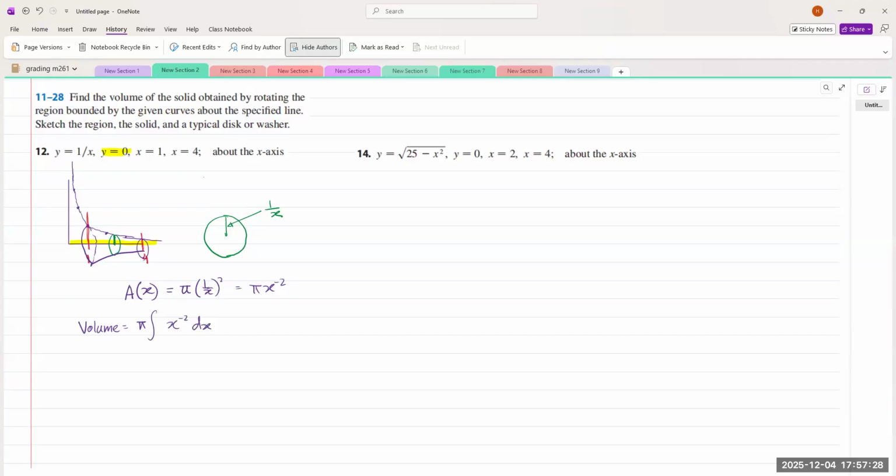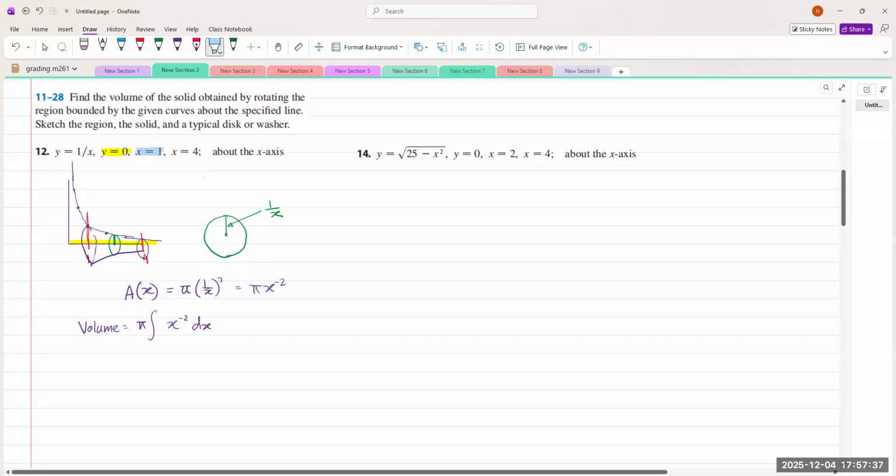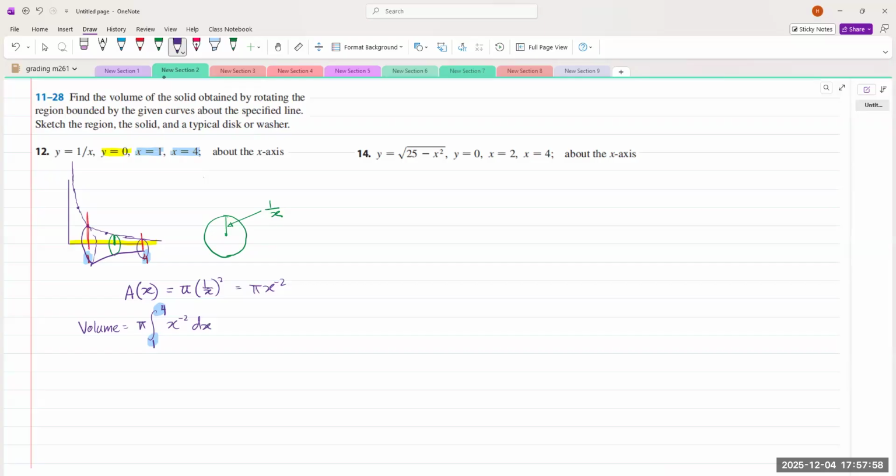Then take a look at the interval of integration. They actually tell us here, right? They tell us from x equals 1 to x equals 4. So those are the limits of integration. Okay? That's for number 12. Would you be able to integrate that yourself? Should be, right? You should be able to do it yourself.